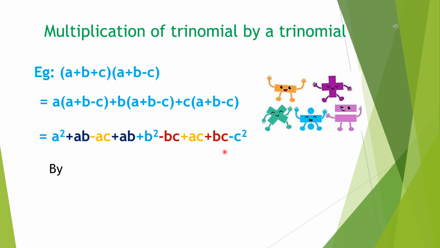Now we add like terms. That is ab plus ab is equal to 2ab. And we can cancel plus bc and minus bc. And minus ac plus ac. Now remaining expression is a square plus b square minus c square plus 2ab, right?